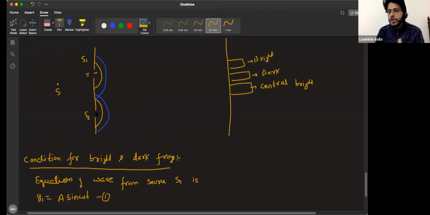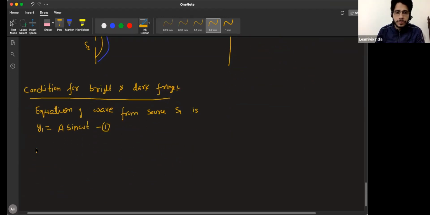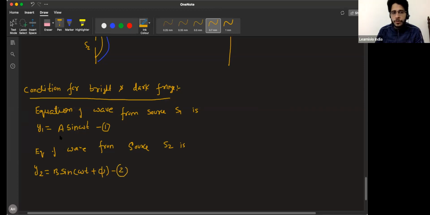Similarly, we can write the equation of wave from the second source, source S2. It is y2 equals B sine omega t plus phi. That is the second equation. See, what's the difference between these two waves? Both waves have different amplitudes and they have a phase difference of phi.